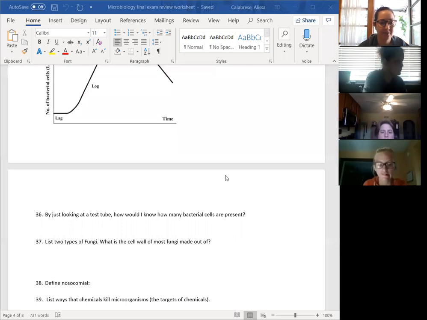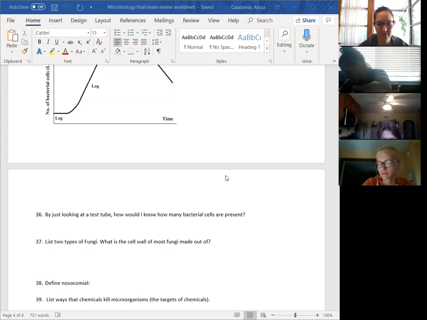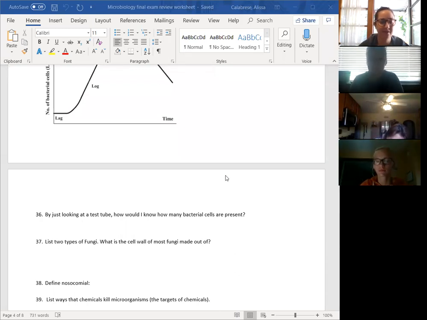Okay, yeah, so that's a good question. So basically what you can do by just looking at a tube is examine turbidity, right? So turbidity is the key word there. And that's the cloudiness of the solution. So if it's clear, that means there's no cells present. If it's a little cloudy, there's a few. If it's super cloudy, that's a lot. Okay.